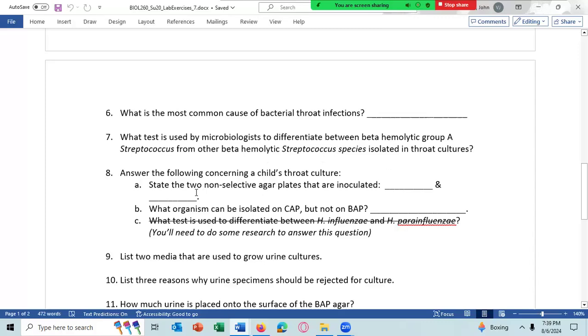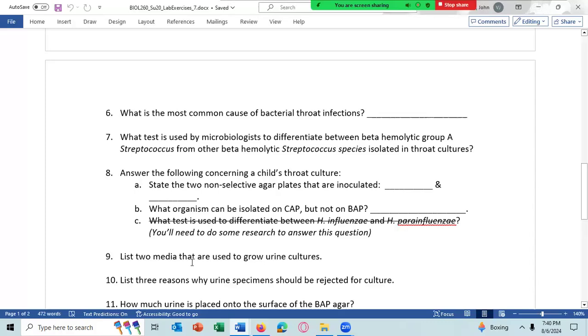And then question 8, answer the following concerning a child's throat culture. 8A, state the 2 non-selective agar plates that are inoculated. And then 8B, what organism can be isolated on CAP but not on BAP? BAP being blood agar, CAP being chocolate agar. 8C, I've crossed out. You don't need to answer it because it's not discussed in the lab module. If you do want to answer it, you don't get extra credit, but you can look it up online.